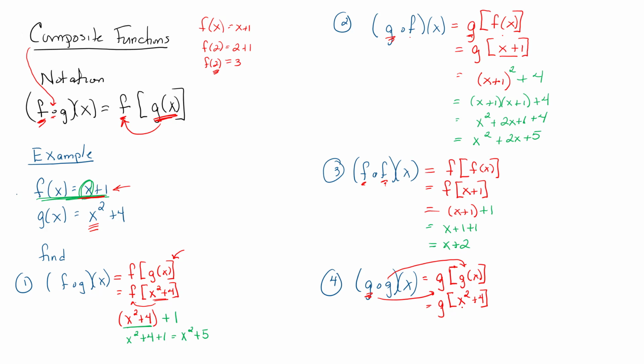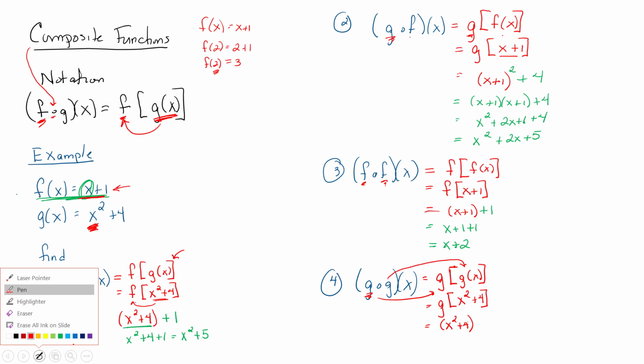And now it says to take X squared plus 4 and plug it into the function G. And the first thing I'm supposed to do to the X in the function G is square it. So I'm going to take X squared plus 4, and according to the function G, I am going to square it, and then I get to add 4 to it.